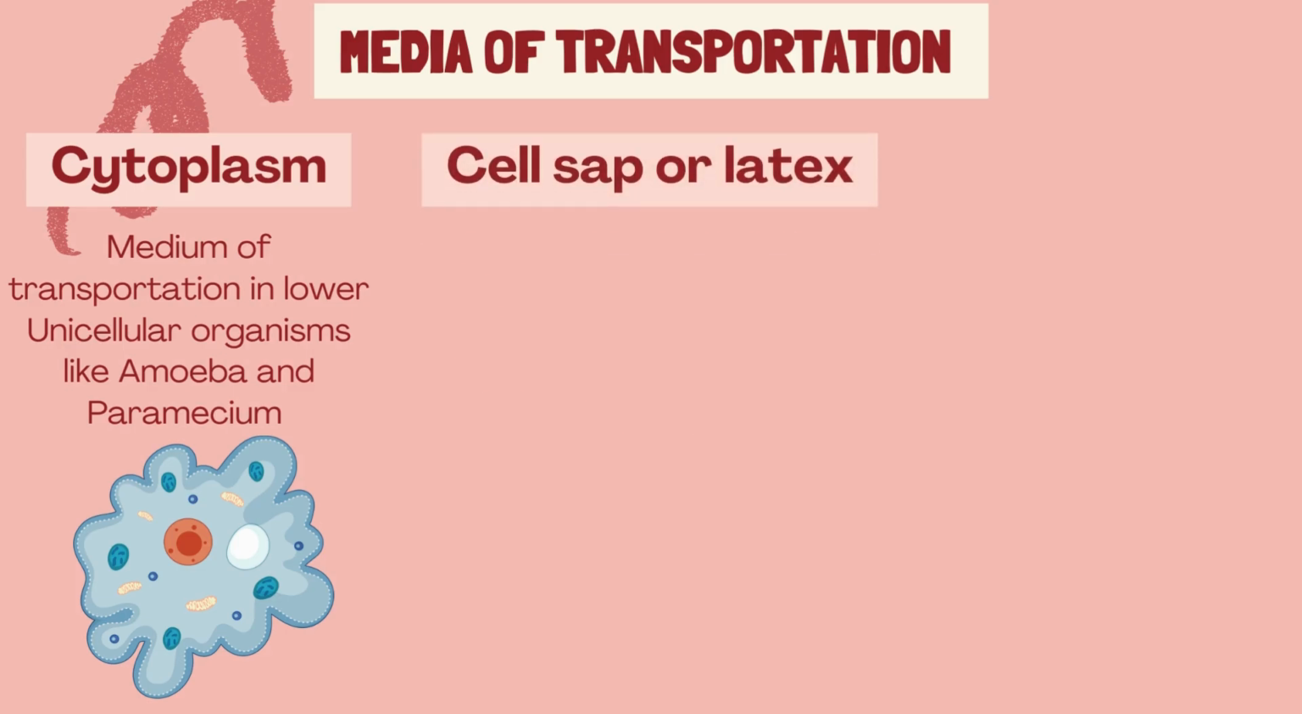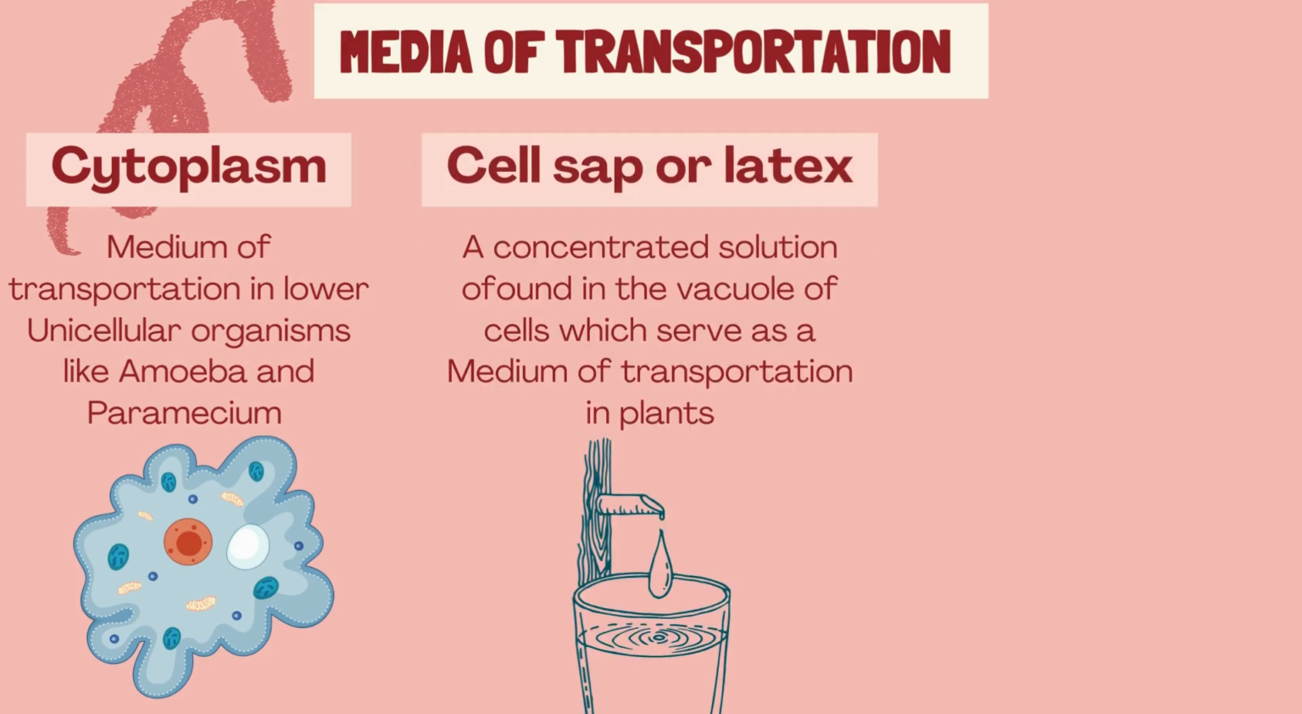Number 2 is cell sap or latex. Cell sap or latex is used as the medium of transportation of materials in plants. Cell sap is a concentrated solution found in the vacuoles of cells which serves as a stronger solution. As a result of this, the cell sap is able to transport water and dissolved mineral salt from the soil through the root hairs to the upper parts of the plant.